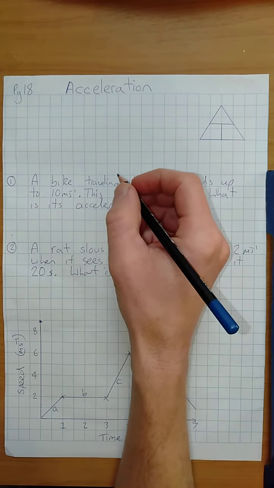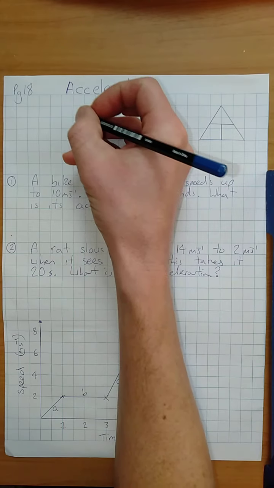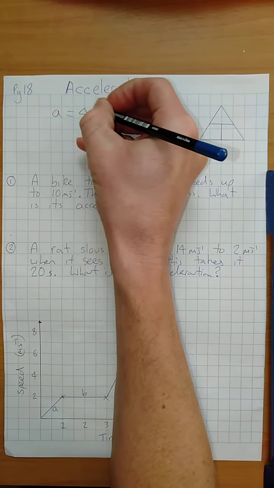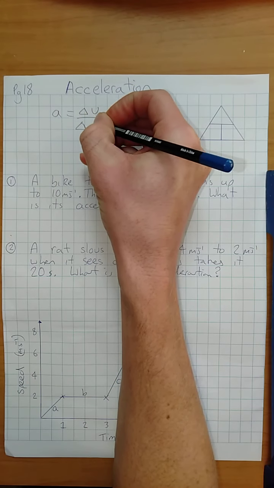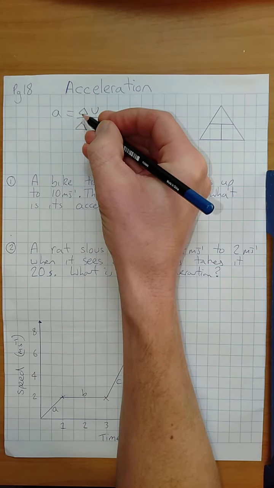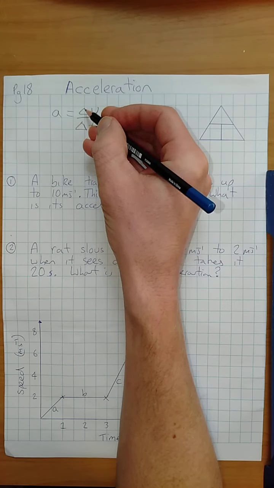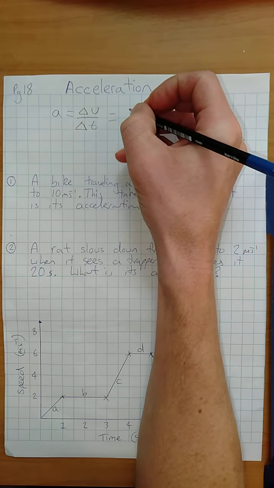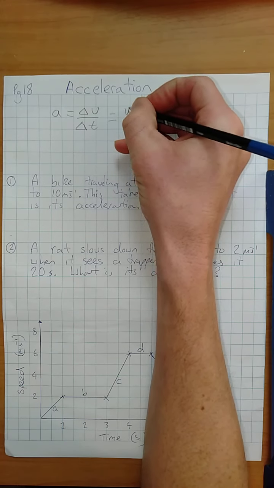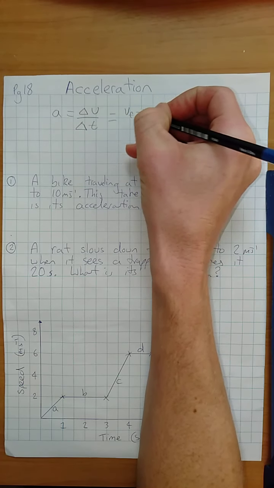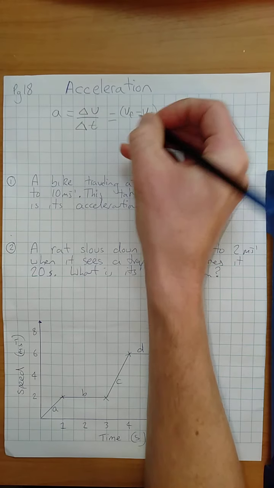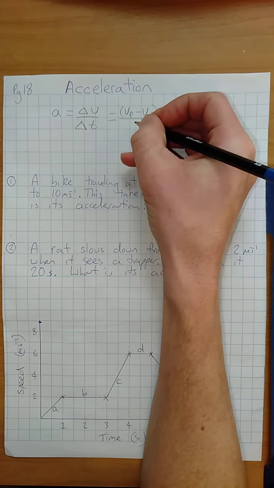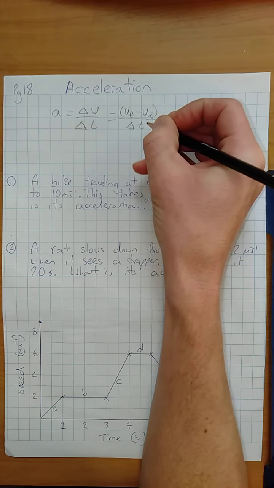Today we're going to make a start on acceleration, and with it comes a new formula, which is acceleration is equal to change in velocity over change in time. Again, we're using the Greek delta triangle symbol to indicate change. This could be expanded to be Vf minus Vi, which is the final velocity take away the initial velocity, which is a way of working out change in velocity over change in time.